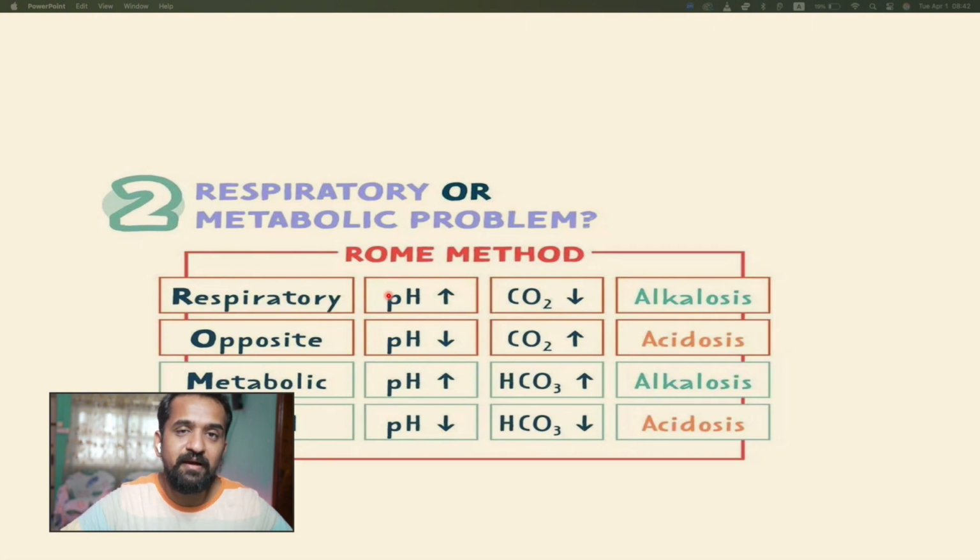Now many times you will see a case whereby both are present. Both are primary. So for example, you get a patient with pH low and CO2 high, but you have a bicarbonate which is also low. In this case, you say there is primary respiratory acidosis with a primary metabolic acidosis. So that is where you cannot say which one is primary. You might need to do compensation formulas, which we'll talk about, and then you can figure out which one is the dominant one if both are primary.